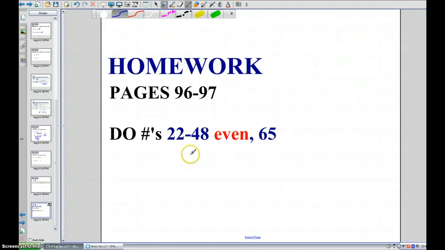But your homework assignment for tonight is going to be pages 96 to 97 in the Algebra 1 McDougall-Littell textbook through numbers 22 to 48 even, and then 65. If you have any questions, feel free to contact me. We can go over these in greater detail one day after school, but if not, we'll talk about them in class tomorrow.